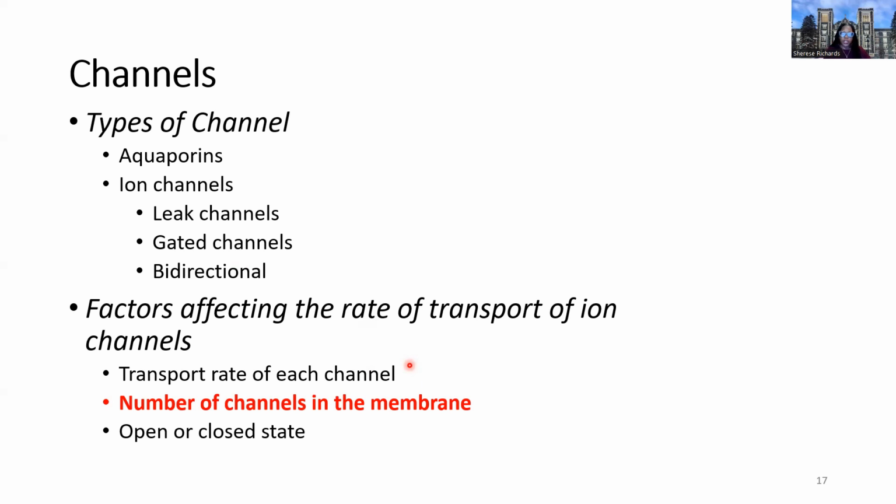So we have a concentration gradient. But let's say the ion channels for sodium are closed. Even though we have a concentration gradient, even though we have channels, if those channels are not open, then the rate of transport is going to be 0. So the state of the channel is extremely important, especially when it comes to the gated channels, because these are going to be open only under certain circumstances or requirements. And if they're closed, there's going to be no movement of those ions.